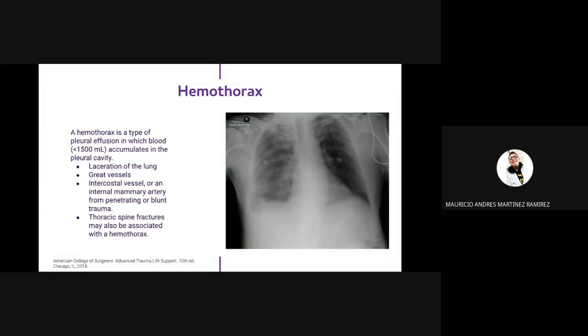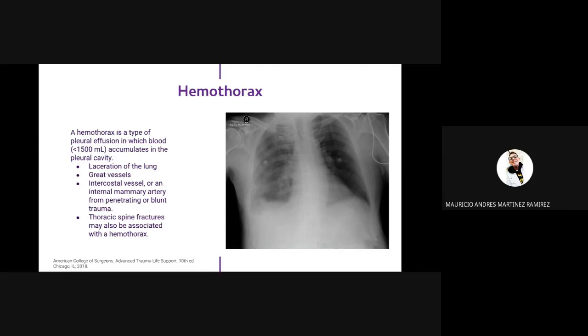We must obtain a chest X-ray with the patient in the supine position. A small portion of lung will be identified as a homogeneous opacity on the affected side, as we can see in the image in the right hemithorax. We can see a small hemothorax.